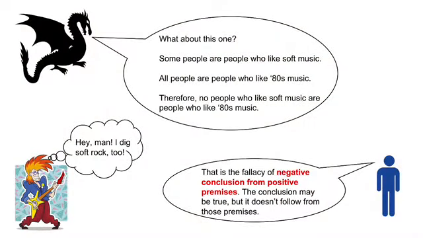And Logic Dragon says, well, what about this one? Some people are people who like soft music. All people are people who like 80s music. Therefore, no people who like soft music are people who like 80s music. Of course, the 80s rocker in the corner is thinking, hey man, I dig soft rock too. But the fellow in blue is the one who really explains what's going on here. He says that is the fallacy of negative conclusion from positive premises. The conclusion may be true, but it doesn't follow from those premises.